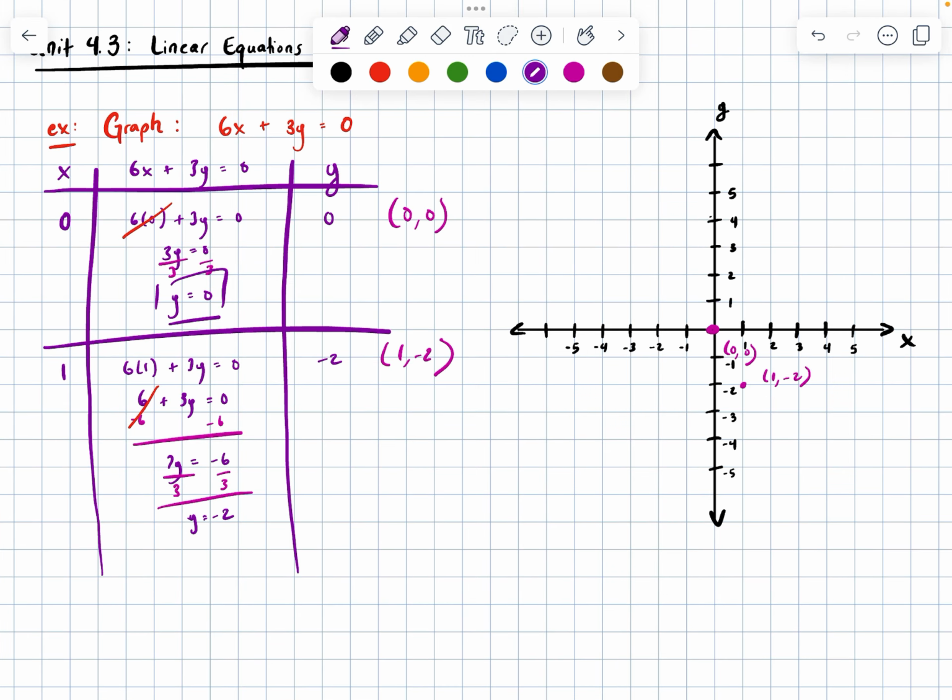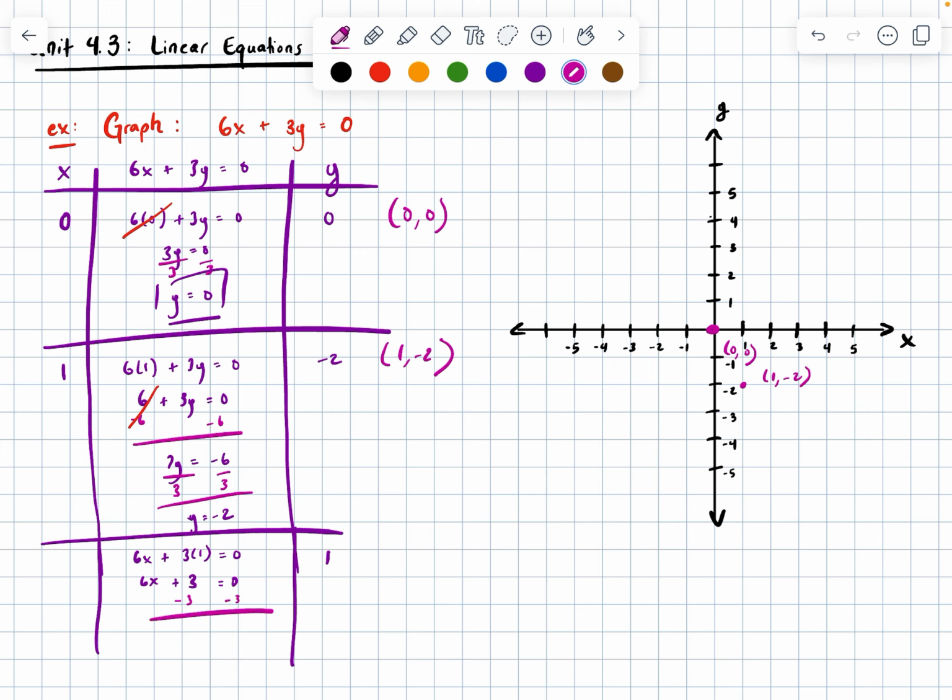And then again, make my life easy. I want to choose a nice small value to plug in for y. Maybe again I'll pick 1. I could pick whatever I want. It doesn't really matter. So I'll extend my chart. I'm going to plug in 1 for y. So every time that I see y, I'm going to replace it with a 1. Now 3 times 1, that's 3. So 6x plus 3 is equal to 0.